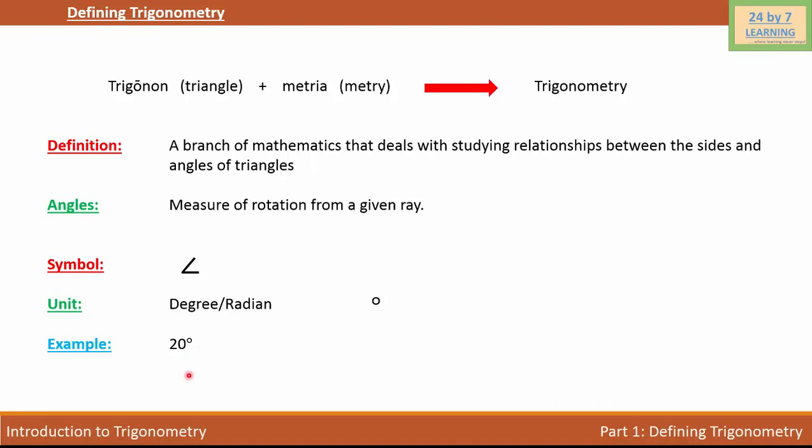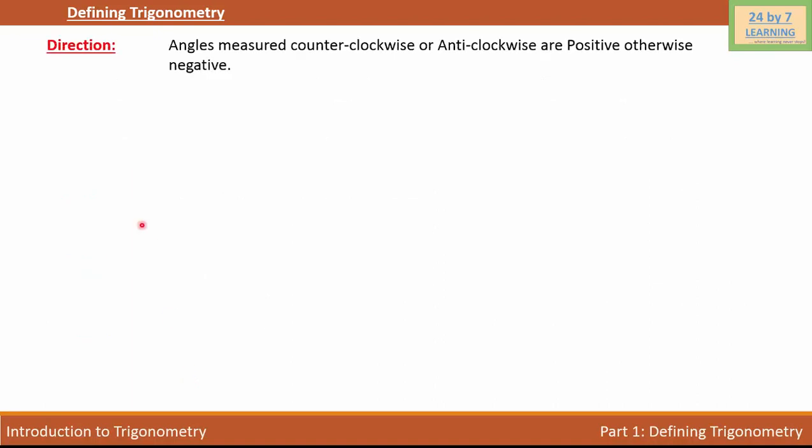Let's discuss some more terms related to trigonometry. Direction: angles measured counterclockwise or anti-clockwise are positive, otherwise they are negative. So if we measure an angle in the direction opposite to the movement of the clock, then that angle will be positive. But if we measure an angle in the direction of the clock, then that angle will be negative.